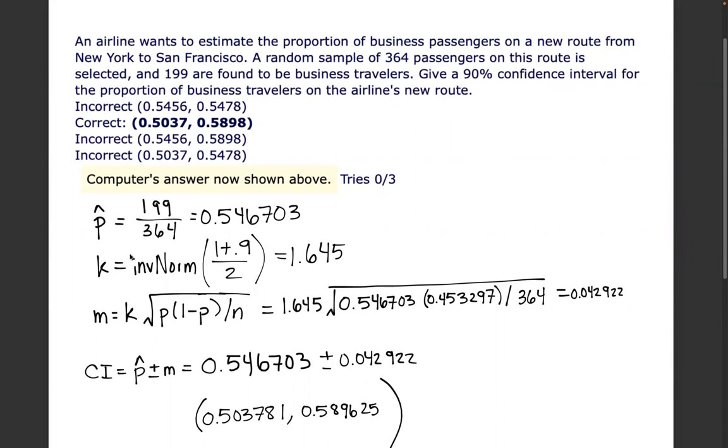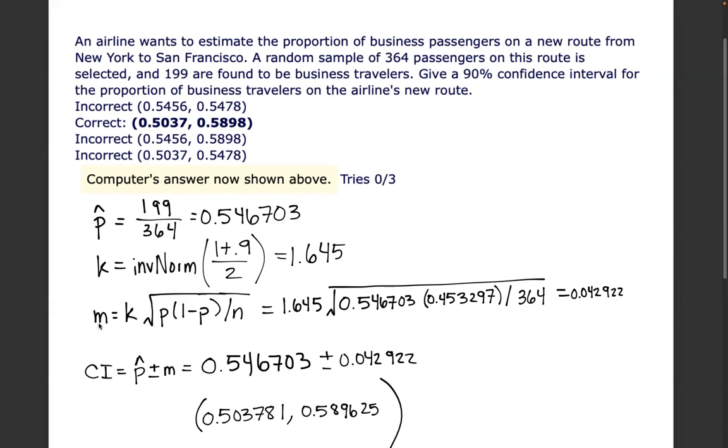Okay, so I'm going to calculate my P hat. My P hat is going to be 199 over 364, because 199 are found to be business travelers out of a total of 364 passengers. That equals 0.546703. So that's our P hat. Now we can find our K, since we want a 90% confidence interval. We do (1 plus 0.9) divided by 2 in our inverse norm, and we get 1.645. That's our K.